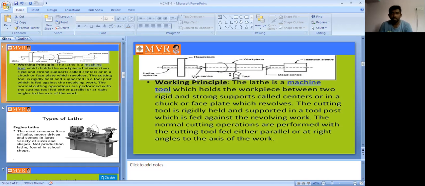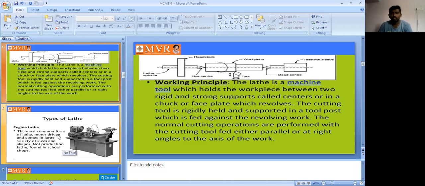Next, you see here the headstock and tailstock. This is the lathe spindle, and the spindle rotates here. This is the dead center. Using the tool, we cut the workpiece or remove material from it. That is the lathe machine.